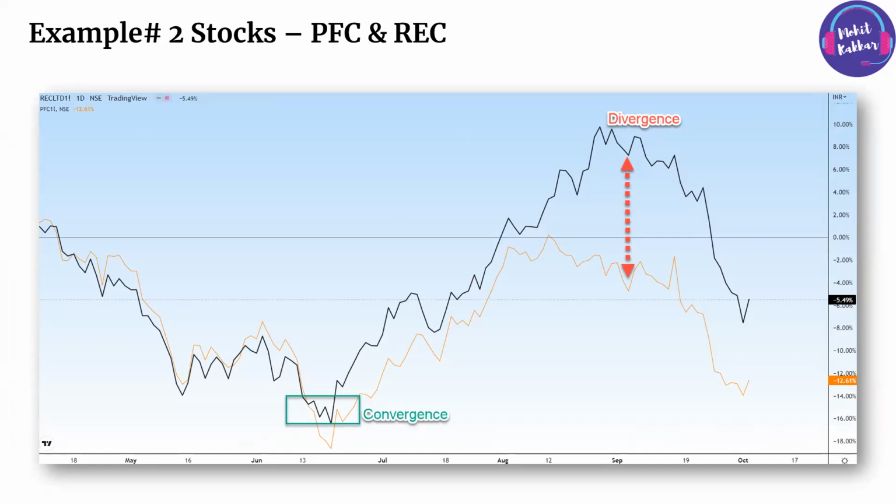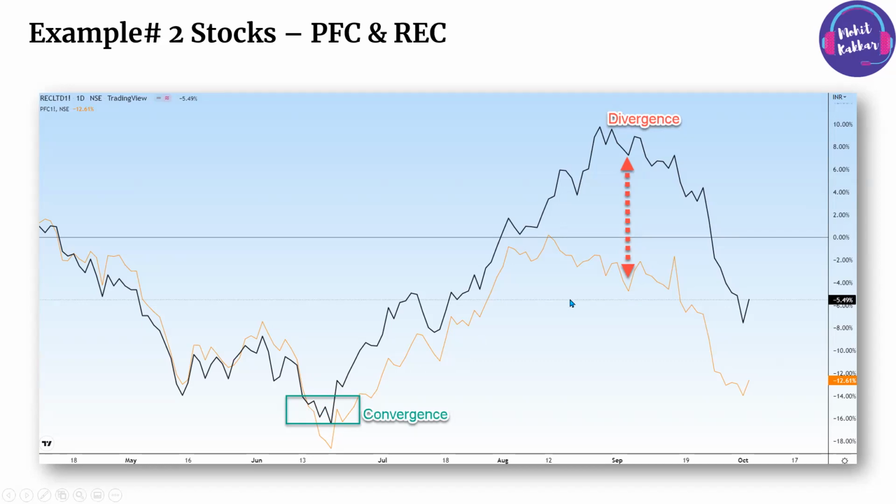Correct, sir. Whenever there is a maximum divergence, your z-score would be very high, greater than 2.8 or 2.9, or less than -3. So there is a very huge divergence. Whenever it is converging, it is close to zero, near the mean.